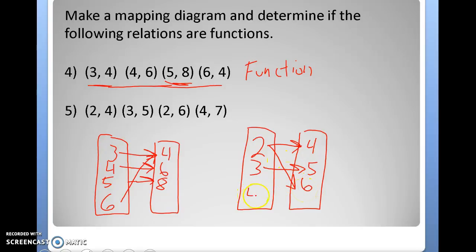So I could continue here. In a 4, I get a 7, but this is not a function. And the reason it's not a function is because when you plug in a 2, can you tell me exactly what is the one number you're going to get? And sometimes you get a 4, and sometimes you get a 6. And because of that, this example number 5 here is not a function.